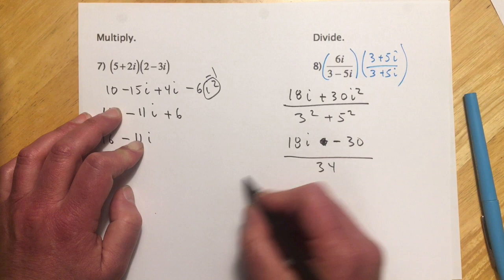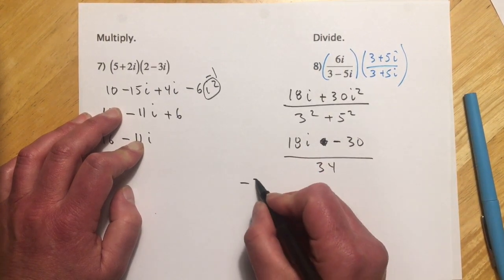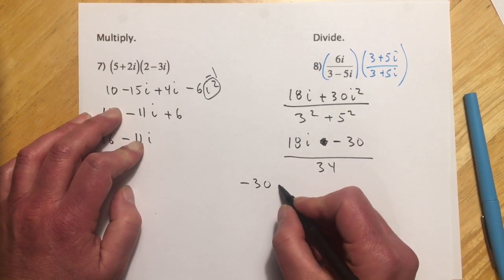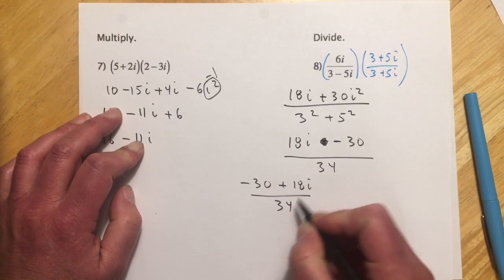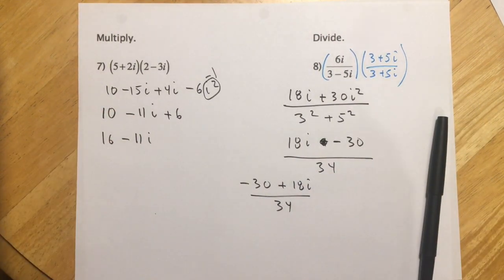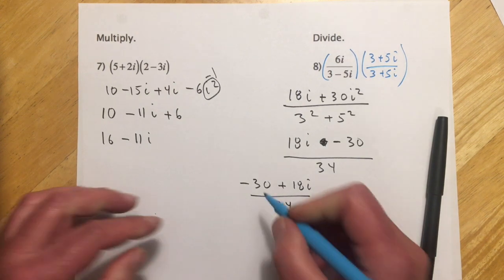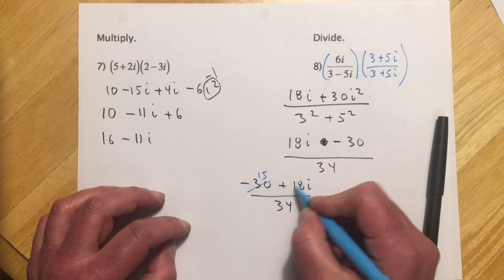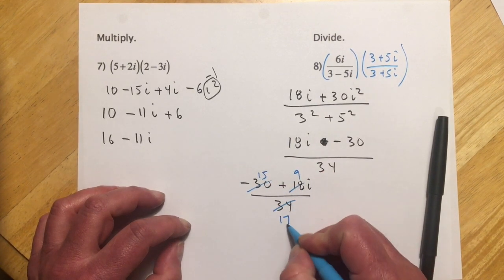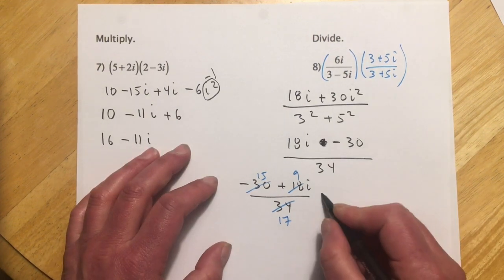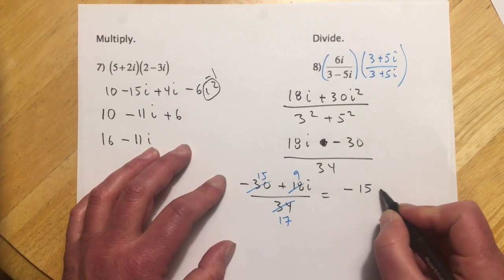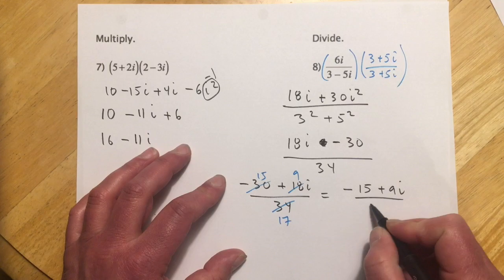I'm going to reduce, but before I do that, I'm going to switch the order of the numerator, just so it's in a plus bi form. And then I can knock a 2 out of everything. This is as good as it's going to be. So here, 2 into 30 will be 15, 9, and 17. So negative 15 plus 9i over 17.